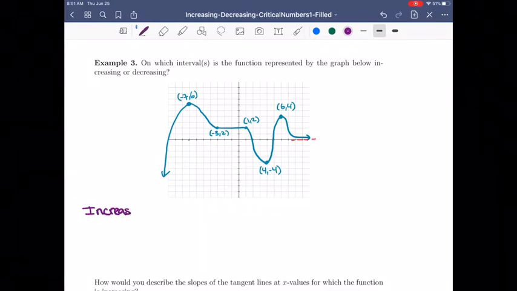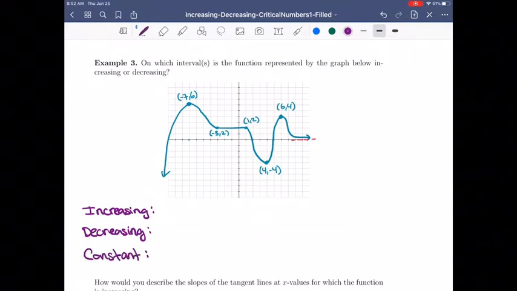Okay, so we're going to list intervals that are increasing, intervals that are decreasing, and it's possible that we might have some intervals that are neither. So that means that they're actually constant. Okay, so those are the three things that can happen.